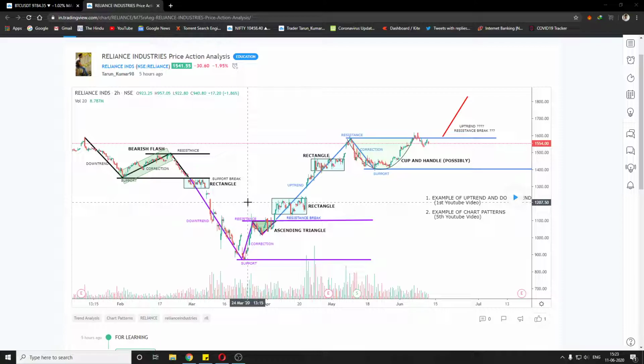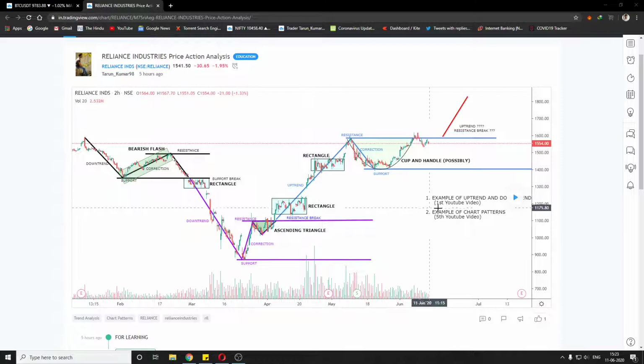But I wanted to show this example because this contains everything which we have learned in the previous videos. We learned that after a downtrend, the first point where it turns becomes support, and then the first point where it turns again becomes resistance. The same happens here: downtrend, first turn, this becomes support, this becomes resistance, and so on.